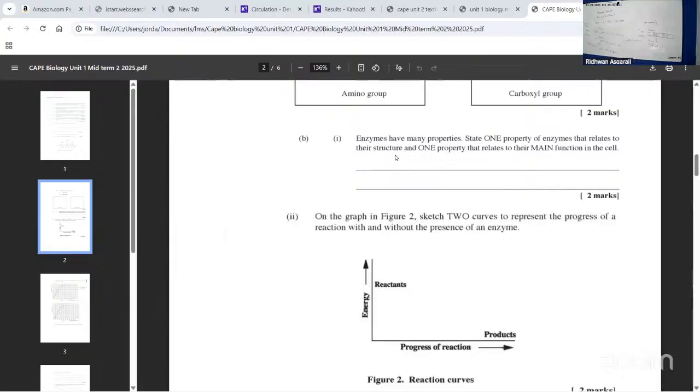And what about the function? One property of enzymes related to the function. They operate at optimum temperature ranges or optimum pH ranges. So that's related to their function.